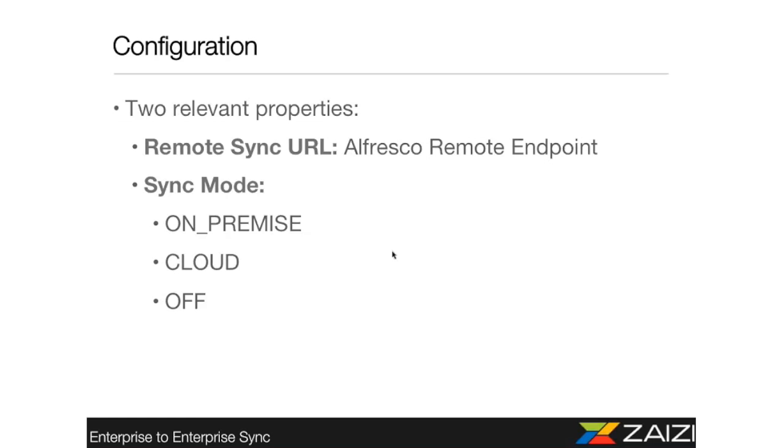There are three possible values here. On-premise is the default one and allows the sync in the repository. Cloud: the sync is enabled in the repository, but the monitoring services are disabled. This is the recommended value for the remote repositories. And the off value just disables all the synchronization services.